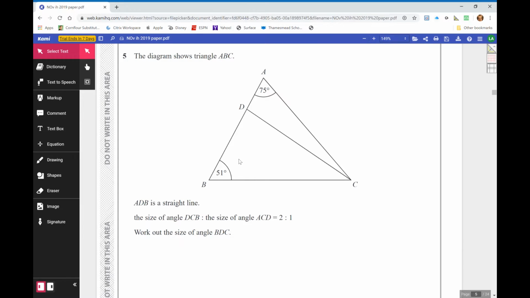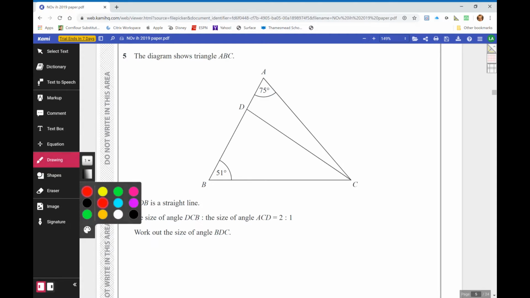All right, so question 5. ADB is a straight line. Okay, the size of DCB. So now we're looking at DCB. It is in the ratio of 2 to 1 of ACD. That one. So it's 2 to 1. So this is 2 thirds, and this one is 1/3.